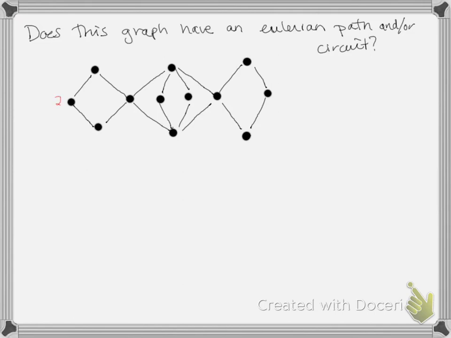So this one has 2, 2, 2. This middle one has 4, 4, 2, 2, 4, 4, 2, 2, 2. All right, so this one has all even degree, so it has both path and circuit. Again, the path just ends at two different spots, but doesn't have to. So if it ends at the same spot, it's a circuit, and it's also technically a path.